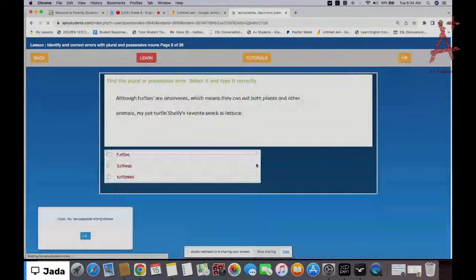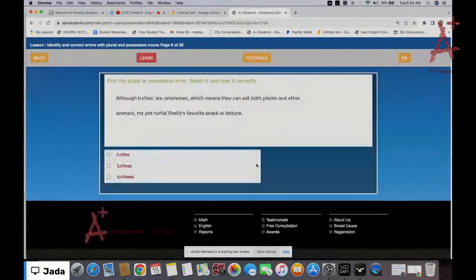Although turtles are omnivorous, which means they can eat both plants and other animals, my pet turtle Shelly's favorite snack is lettuce. So turtles, are you going to add apostrophe before the S? No, that's not okay. You shouldn't add that. It should be turtles, just plural.